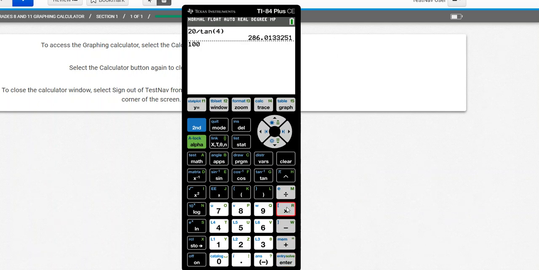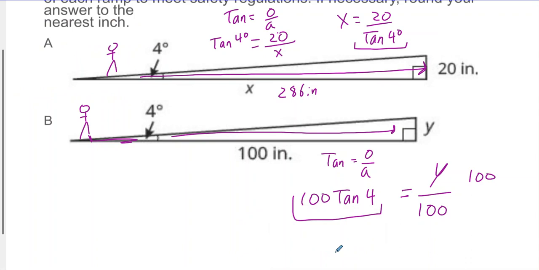100 times the tangent of 4. And that's going to be 6.99. I'm going to go back here. It says nearest inch, so y would be 6.99 rounded to the nearest inch, which makes y equal 7 inches.